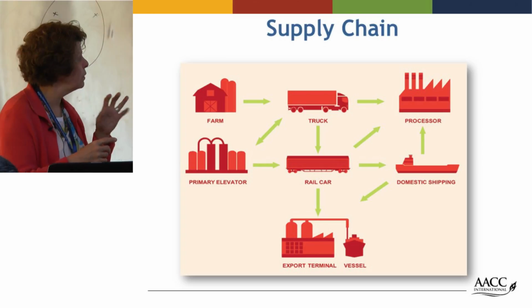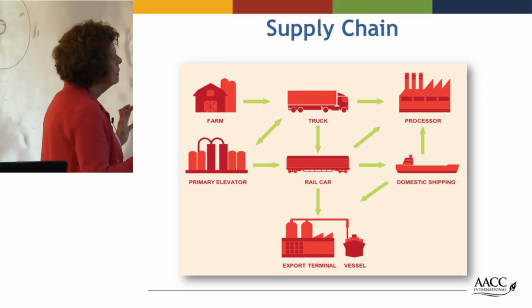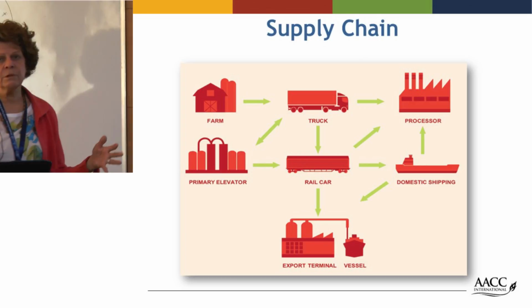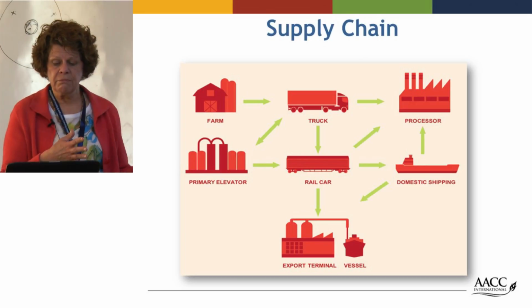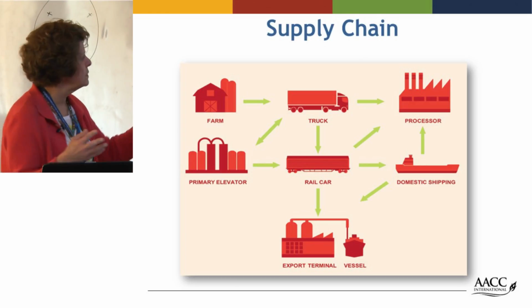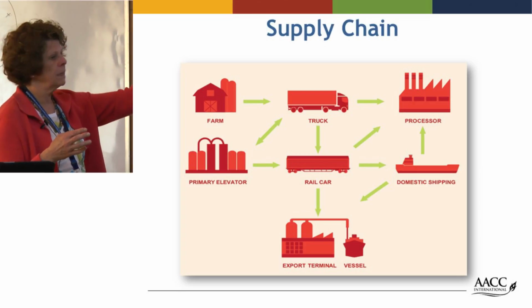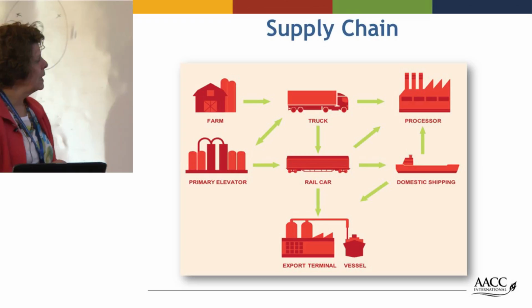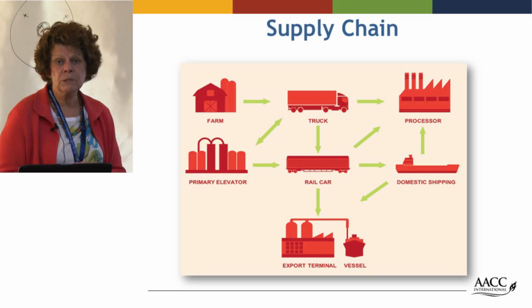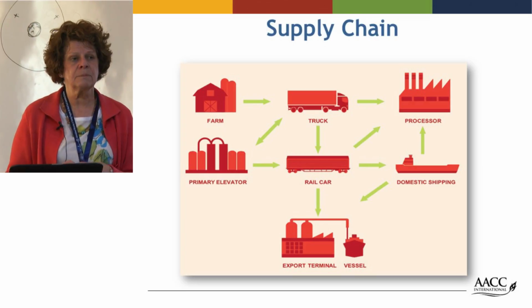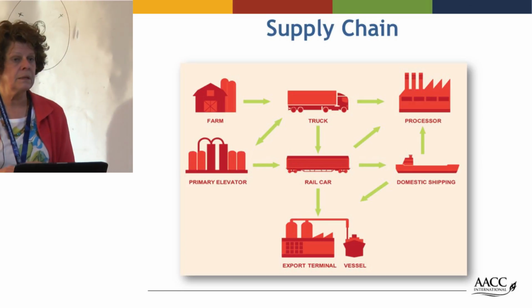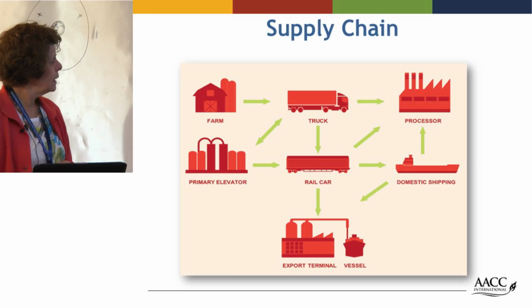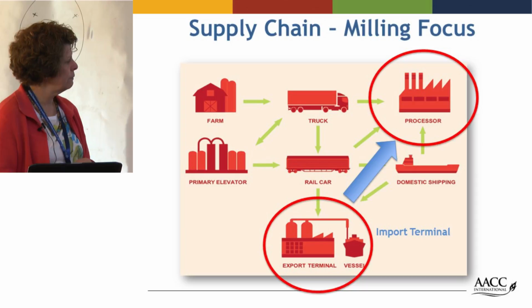And it might go to a primary elevator. And the primary elevator might hold it for a period of time. Then it might go into a rail car and be sent to a processor. Maybe it goes off to the food company and they make breakfast cereal up there in the top right. Or perhaps it goes into domestic shipping, which is quite common in the United States because it could go down a river in a domestic barge. And then it goes to an export terminal.